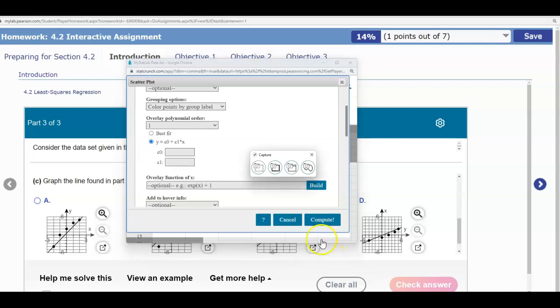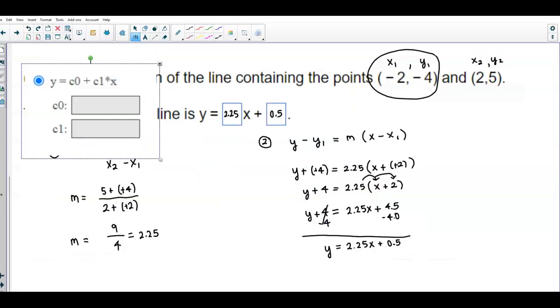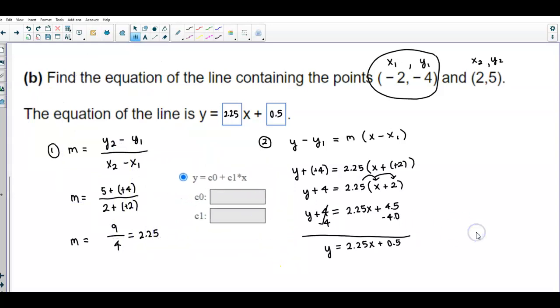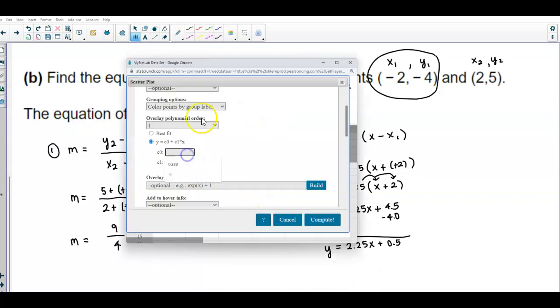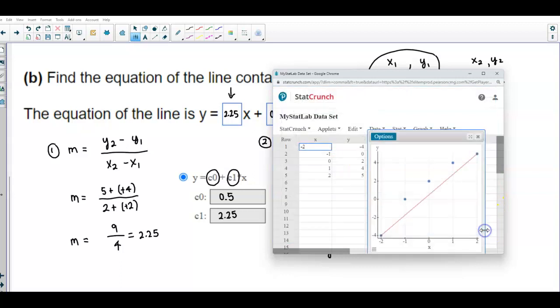Now, I'm going to go ahead and copy this information so we know how to put this in there. Okay, so what this means here is that this c subscript 0 is going to represent the y-intercept, which is 0.5. And this c subscript 1 is going to represent the slope, which is 2.25. So let's go ahead and open that back up. Okay, so we have, again, 0.5, and then we have 2.25. And then we're going to select compute.